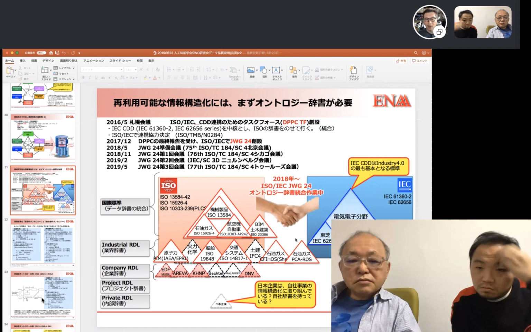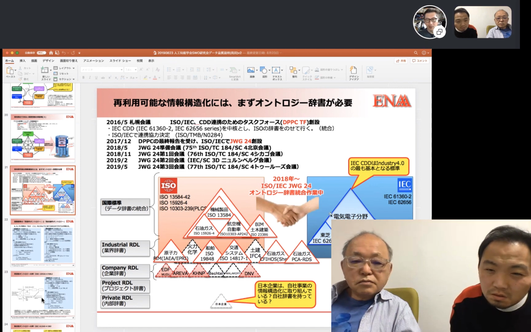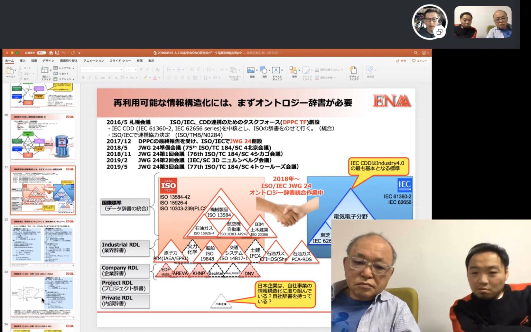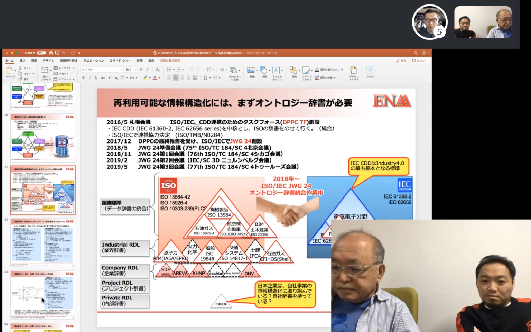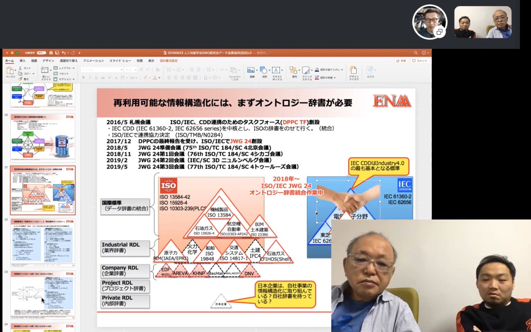But now all those dictionaries are merged into this one dictionary. So get together, you mean? Yeah, getting together, yes. That means, for example, this dictionary moves to here and the BIM dictionary moves to here.